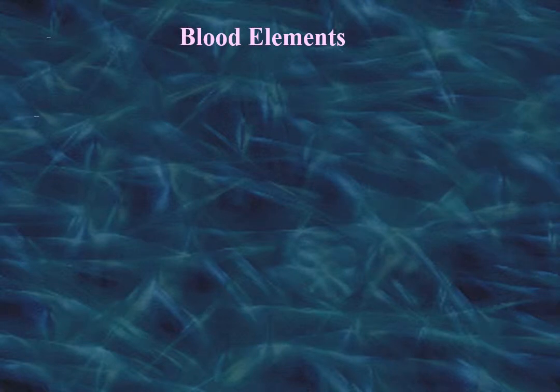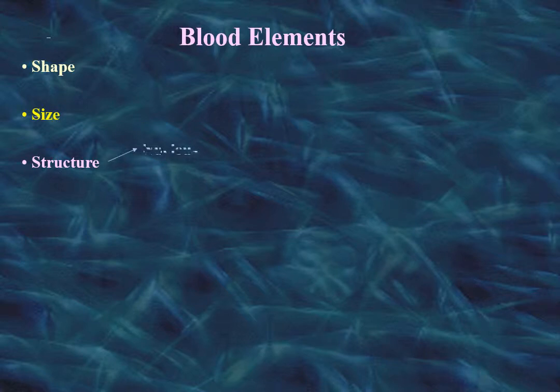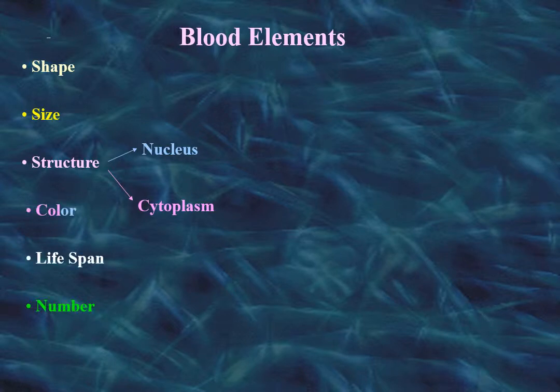Blood elements. Several items have to be discussed in each element: its shape, how it appears, its size, its actual diameter, its structure, the structure of the nucleus and the cytoplasm with its content, its possible color, its lifespan, its number, and variations in the number, whether by increase or decrease, and its possible function.